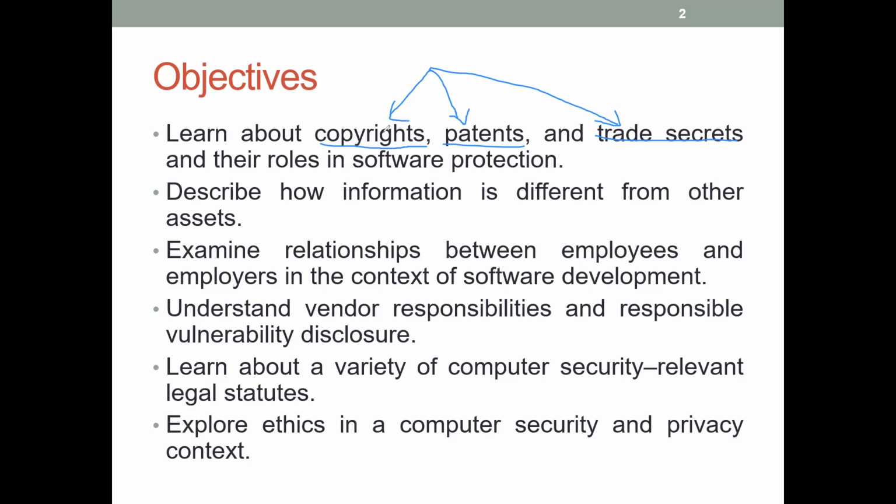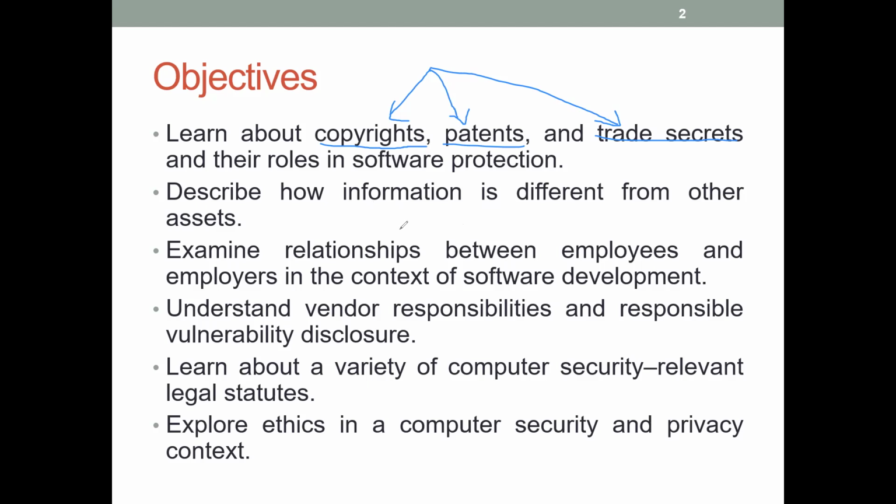So we will cover what copyrights, patents, and trade secrets are, and how they interact with the legal aspects, and what to do to maintain the legal aspects of these. Then we will discuss how information is different from other assets, and how information varies from other tangible properties.